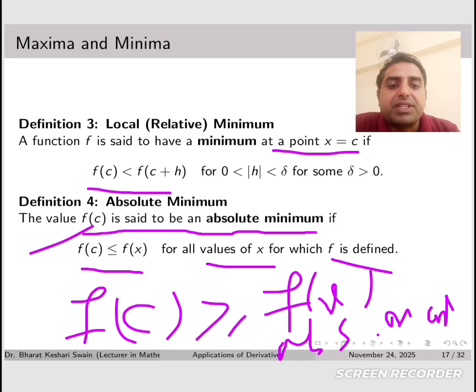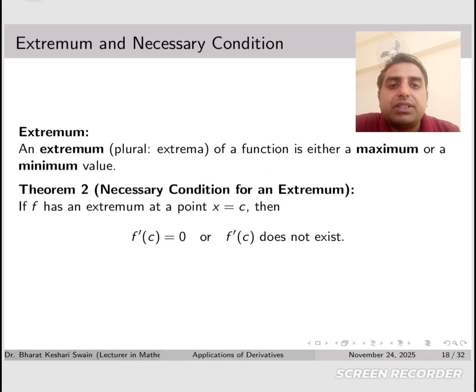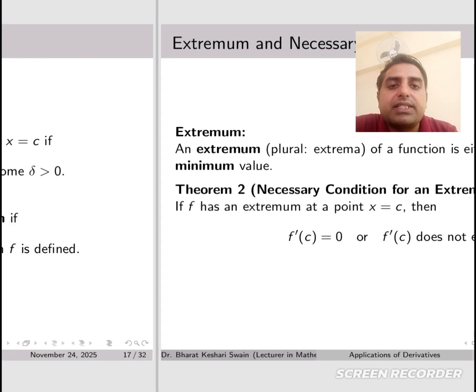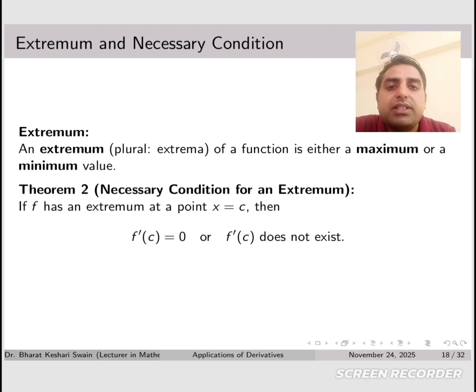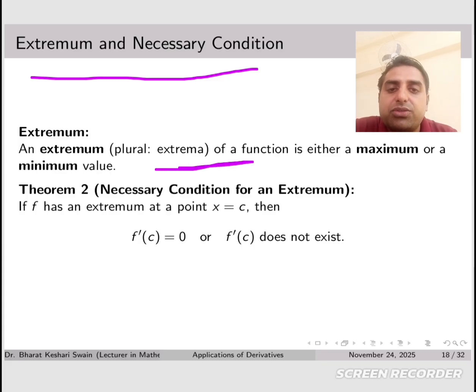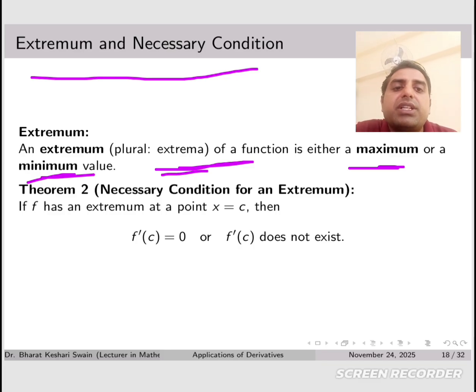Okay, so now what are the extremum and necessary conditions? What are the conditions so that the value will be extremum values? That means it may be maximum or minimum. So extremum value means extrema. The plural of extremum is extrema of a function. It is either maximum or minimum. So the meaning of extremum is it may be maximum or minimum. So it is the extreme value.